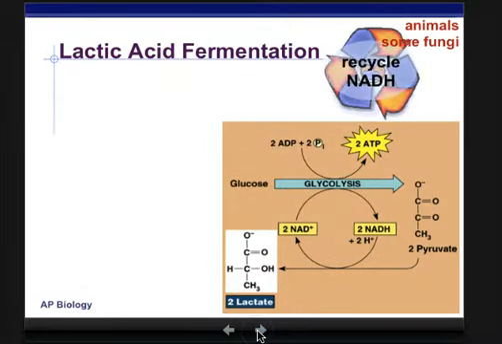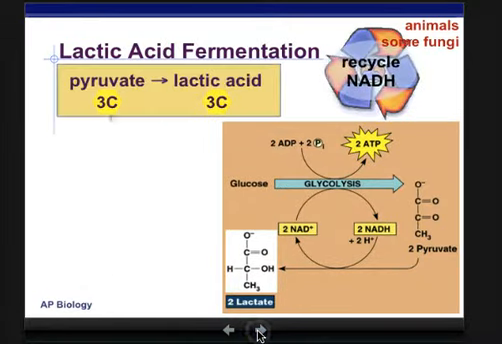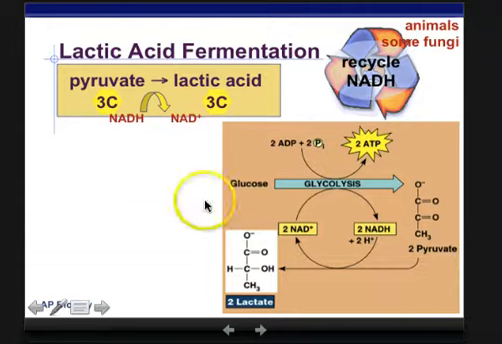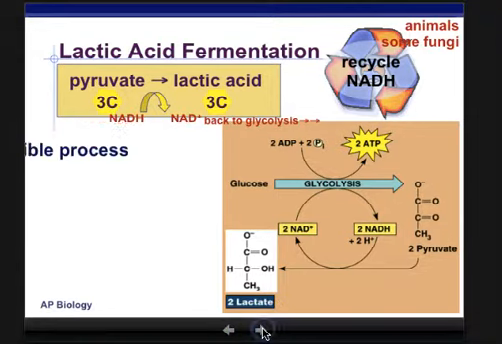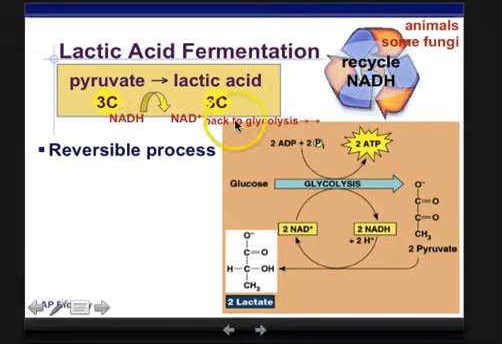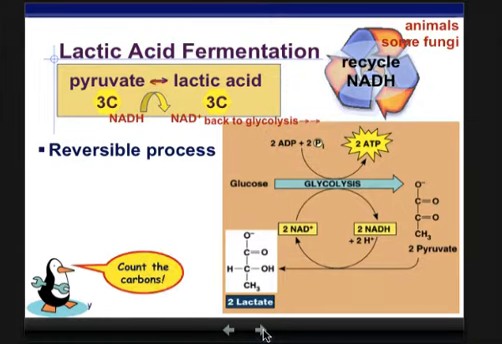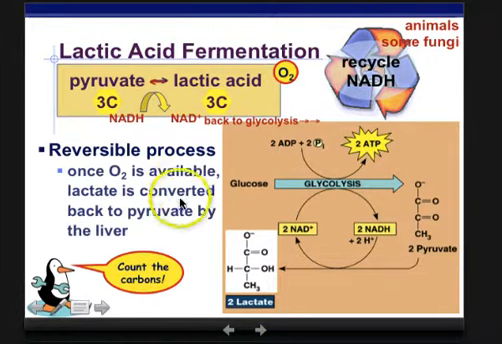Lactic acid fermentation, done by animals and some fungi, converts pyruvate to lactic acid, 3 carbons on each side, converting NADH to NAD plus in the process. The NAD plus can go back to glycolysis to help out the steps of glycolysis. Now this one is reversible. We counted the carbons already. Once oxygen is available again, lactate can be converted back to pyruvate by the liver.